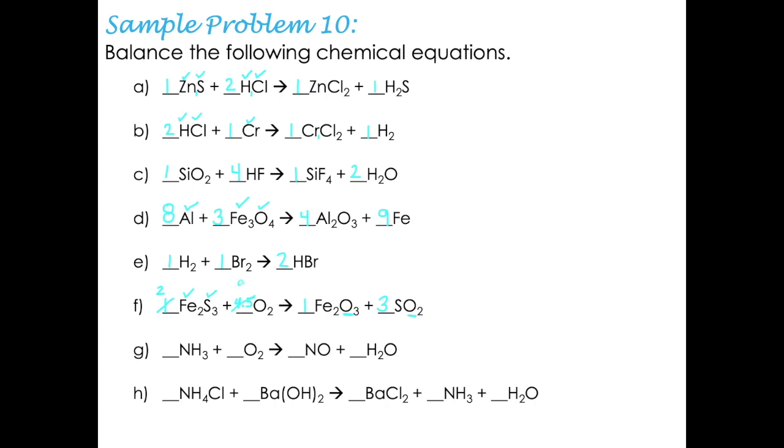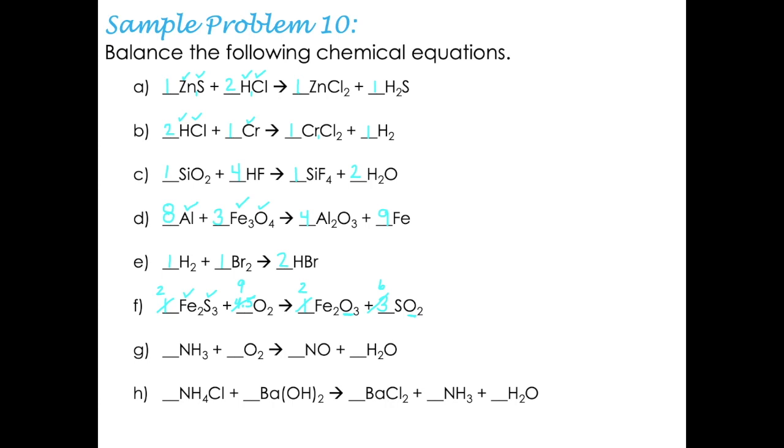4.5 times 2 is 9. 1 times 2 is 2. And 3 times 2 is 6. What that does is it gets rid of that decimal. It gets rid of that fraction. When you are balancing equations, you always want to have whole numbers. And by multiplying all of those coefficients by 2, including the half, you get rid of that half, so you have all whole numbers. Let's try G.